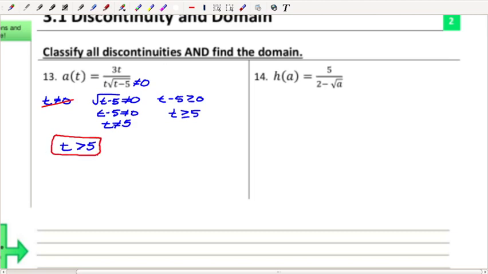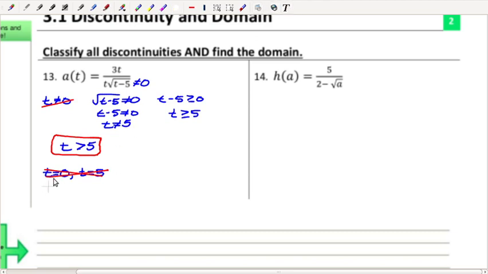Once I've got the domain, now I start to think about discontinuities. The discontinuities come from where our denominator equals 0. Normally we would say, okay, I've got a discontinuity at t equals 0, and a discontinuity at root t minus 5 equals 0, which gives me t equals 5. However, both of these are outside the domain I already found. I can't have a discontinuity at t equals 0 if my function doesn't even exist at t equals 0, and I can't have one at t equals 5 if my function doesn't exist at t equals 5. So in this case, these discontinuities get ignored altogether.